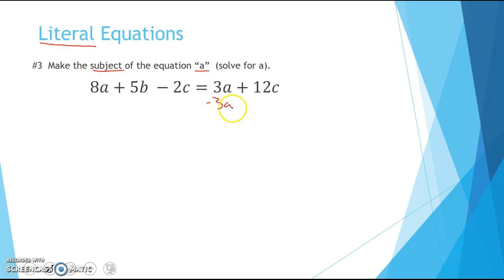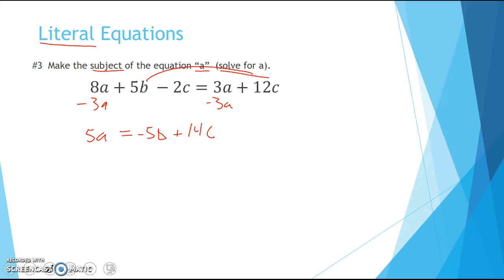So I would start by subtracting a 3a from both sides. Well, that's going to give me a 5a on the left-hand side of the equation. I would move everything else to the other side of the equation. So this is going to equal, I'm going to have a negative 5b over here if I subtract 5b from both sides. I would add 2c to both sides, so this is going to be 14c.